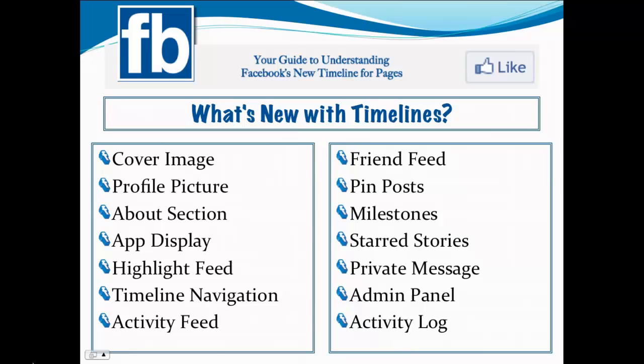We have pin posts and milestones and starred stories. These are all 3 different ways to highlight important activities or important dates or product launches and stuff like that, to highlight these and keep them on top of the page, or to give them more visibility. And then private messaging is something brand new. You can message fans, and fans can message you. We'll get into that a little deeper. You can also turn that on or off.